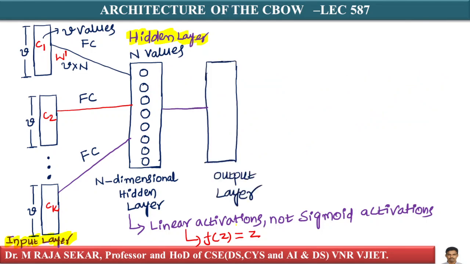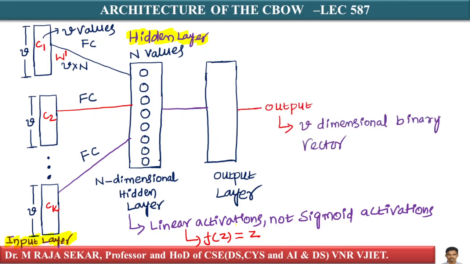What will I get? I will get my output. My output here needs to be a V dimensional binary vector, because I am trying to predict the focus word. That is important. What is our intention? We are trying to predict the focus word, because the focus word is represented as a binary vector with one hot encoding. The focus word is also represented as a V dimensional binary vector.